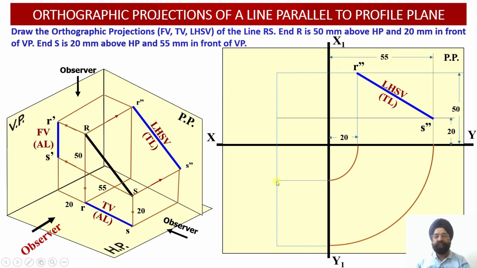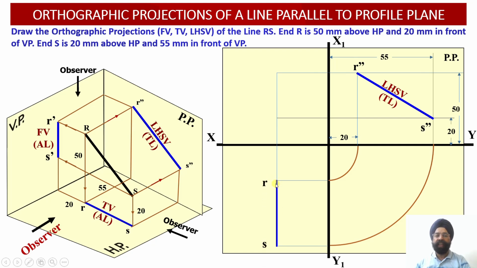Having marked these 2 points on the construction line, point R has been transferred from this location up to this position over here. So this gives me the location of the point R. Similarly, point S was located over here, and using this transfer line, we shifted it from the profile view to the top view. So this gives us the location of the point S. This is point R, this is point S.